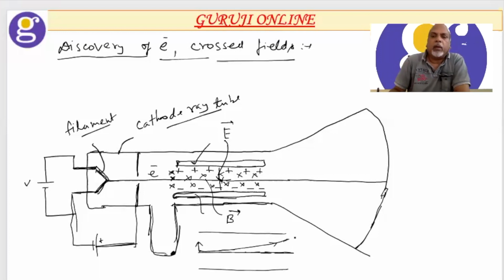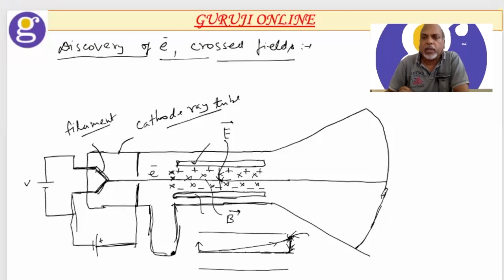Then what Thomson did, whatever this deflection was, he adjusted the magnetic field in such a way that this electron, at this point, is deflected by the same amount in the opposite direction, downward, so that when it comes out of the plates, it is going straight.